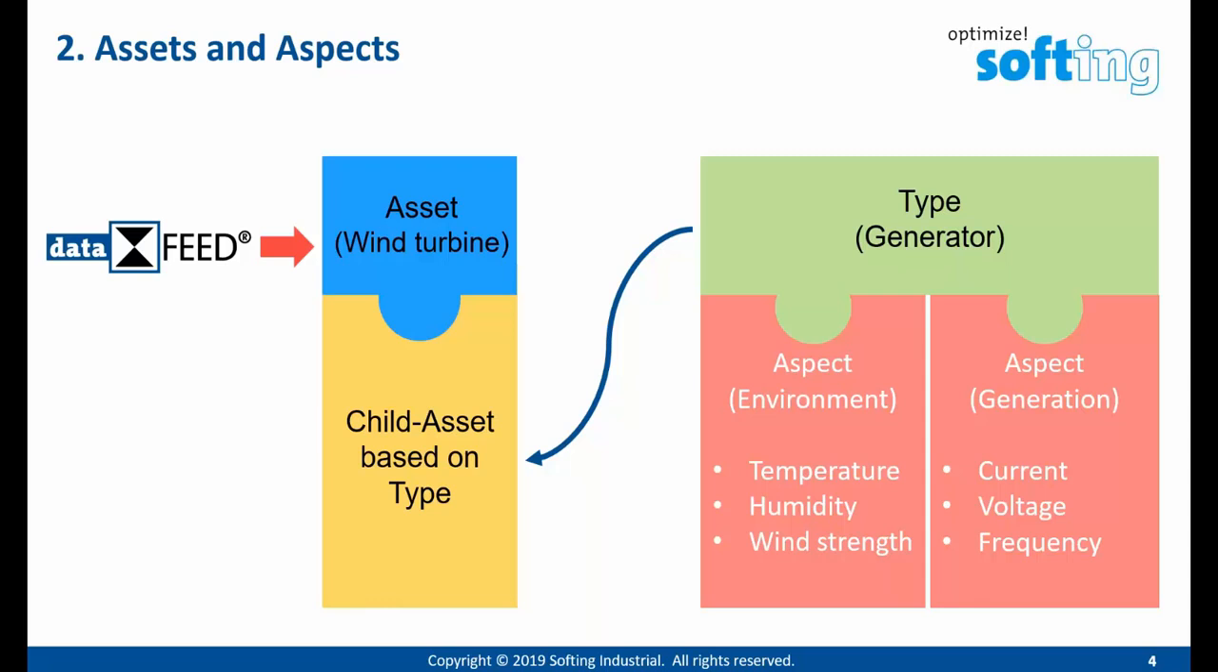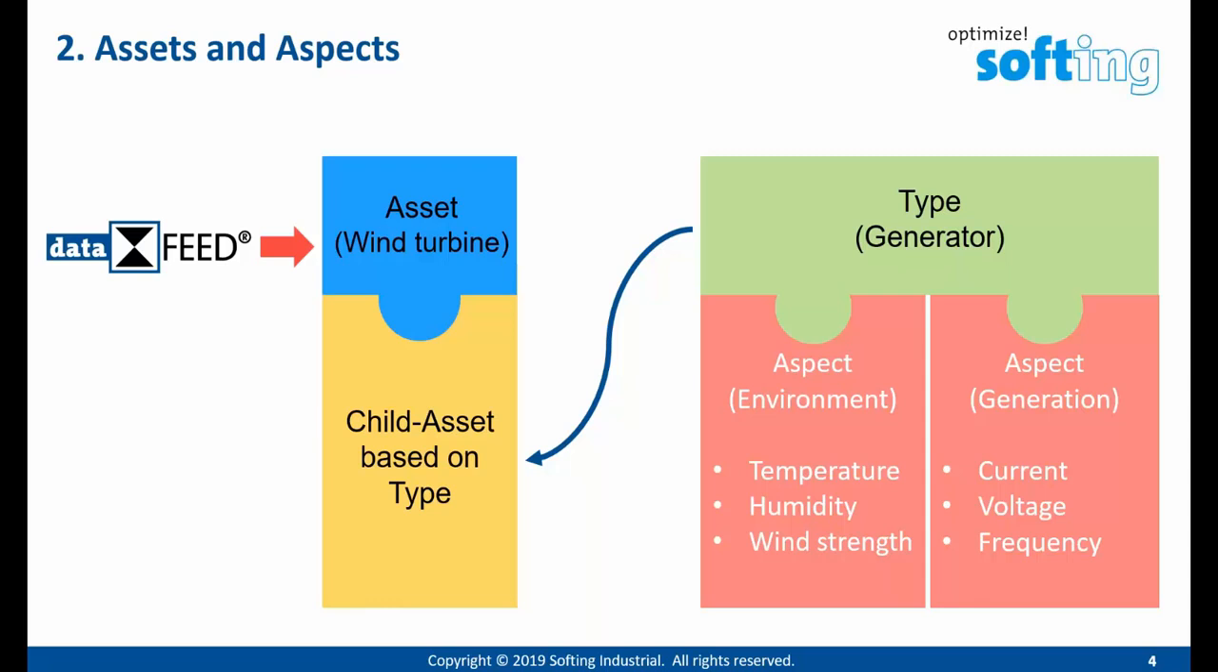I will quickly explain how this is configured. I will start with configuring the aspect. I have to create a new aspect called environment, and I have to specify my variables, which is in my case temperature and wind strength. I will then generate a new type. I will create a new type called generator, and I have to link my aspect with the type.